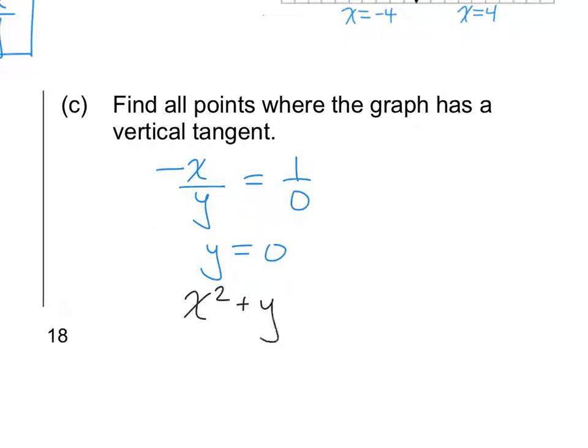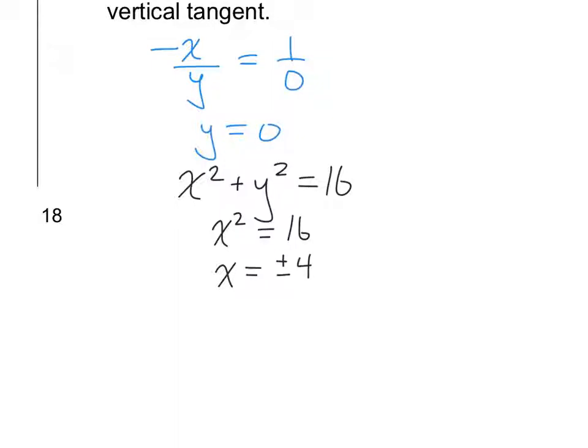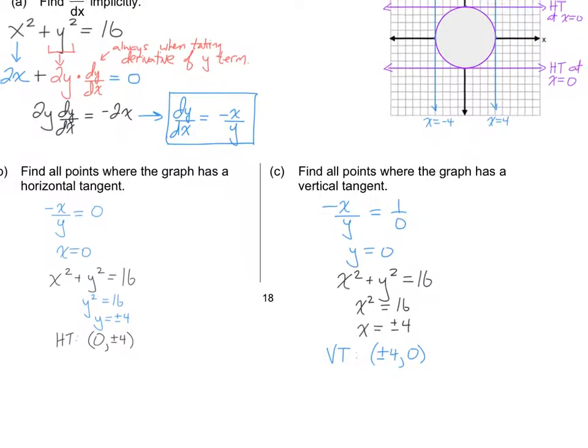Go back to your original equation and solve. You get x squared equals 16, making x equal to plus or minus 4. So if I needed coordinates, I can now confidently state that my vertical tangents would be at (plus or minus 4, 0). But again, you can get that just by looking at the picture in this particular case.